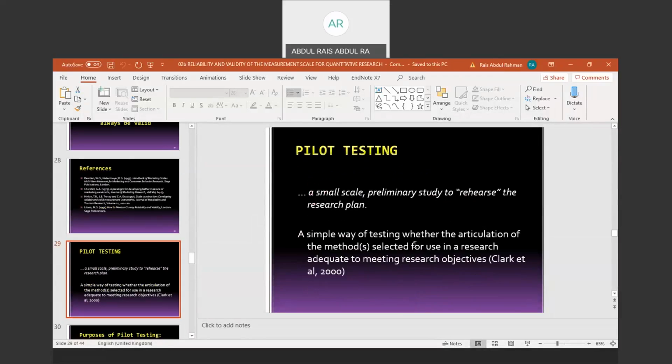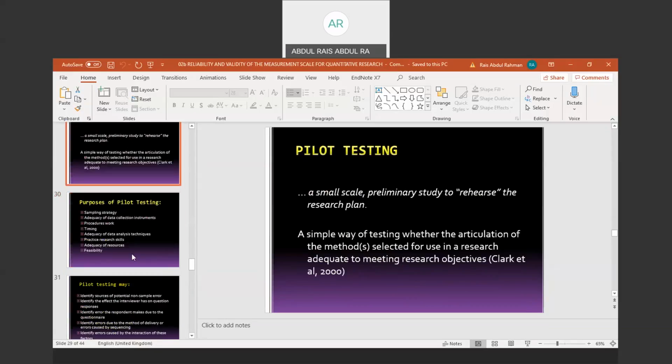Okay, pilot study is a simple way of testing whether the articulation of the methods selected for use in the research are adequate to meet the research objective. Okay, consider it as a small-scale preliminary study to rehearse the research plan.